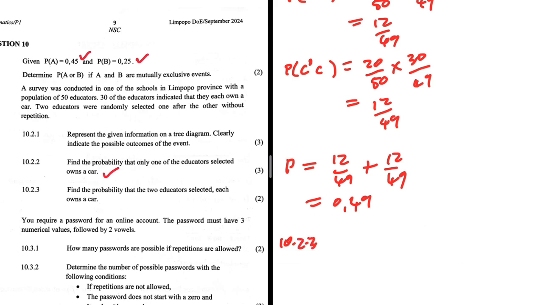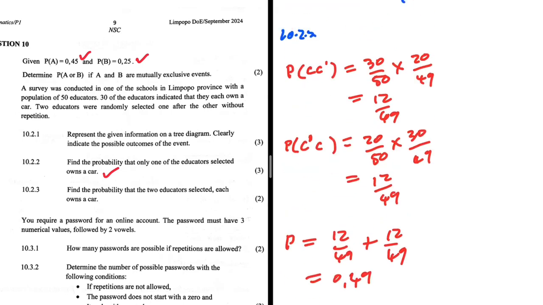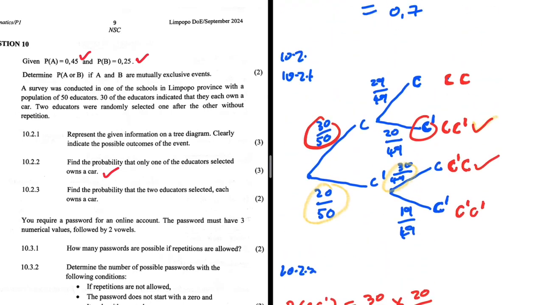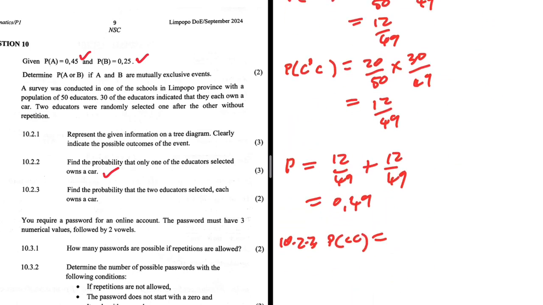Find the probability that the two educators selected each own a car. So we want the probability that the two educators selected each own a car. So this is what we're interested in, right? The probability that the two teachers selected own a car will be 30 over 50. That's the first one. And then when we select the second one, we're left with 29 over 49. Okay, so 30 over 50 multiplied by 29 over 49.